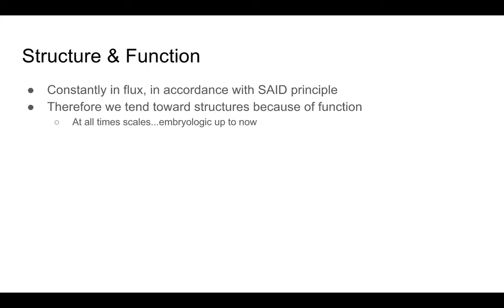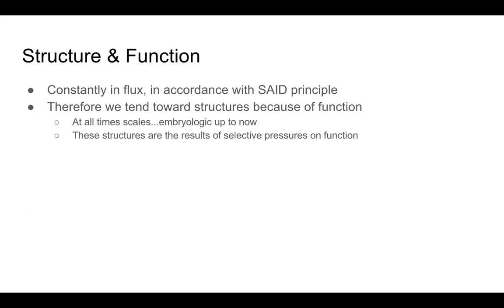So this happens at all time scales, from the embryologic up to now. It is the function of the organism that dictates the structure as it's developing in the womb. And it's the function that we go through, again, day in and day out, that dictates our structure. And as I mentioned before, these structures are the results of selective pressures on function. We always have to keep in mind the context in which these structures emerged. And they emerged because of certain functions.